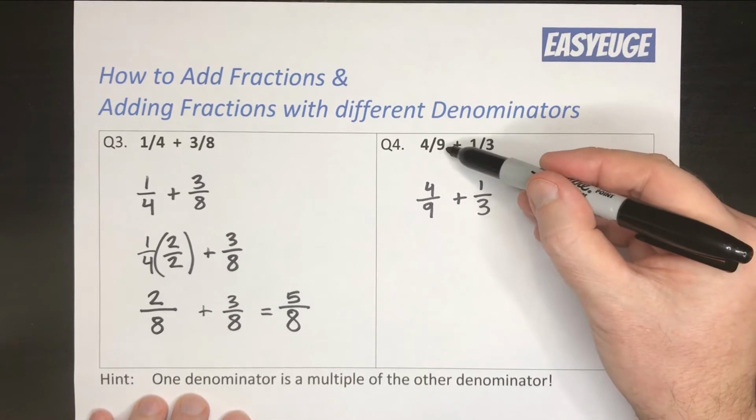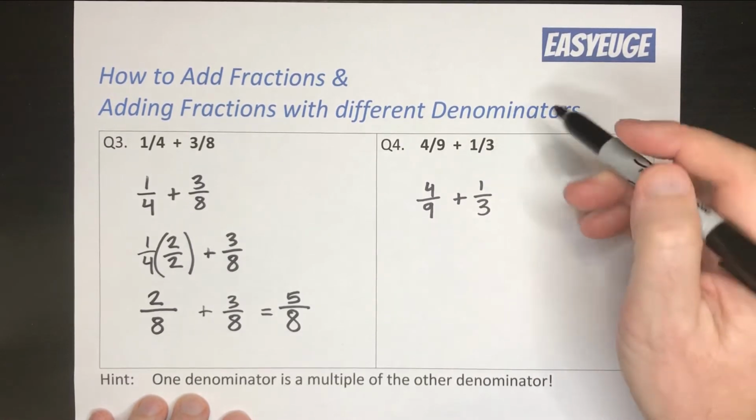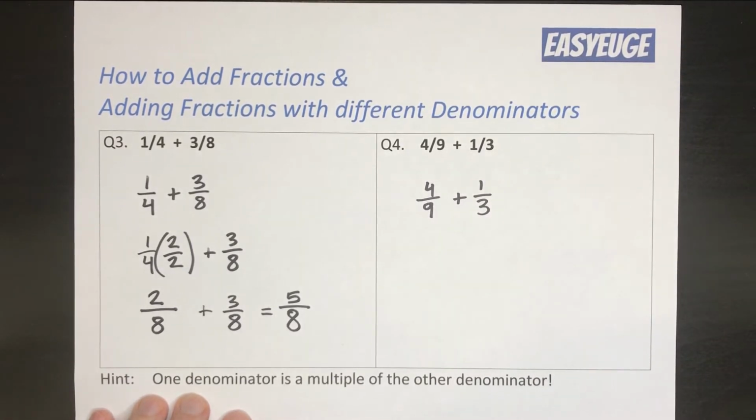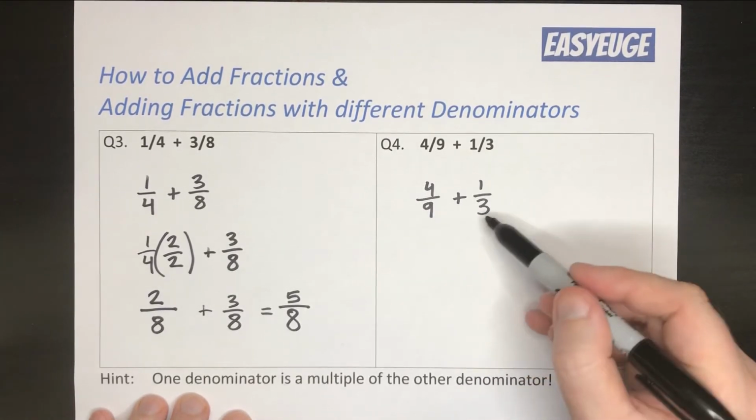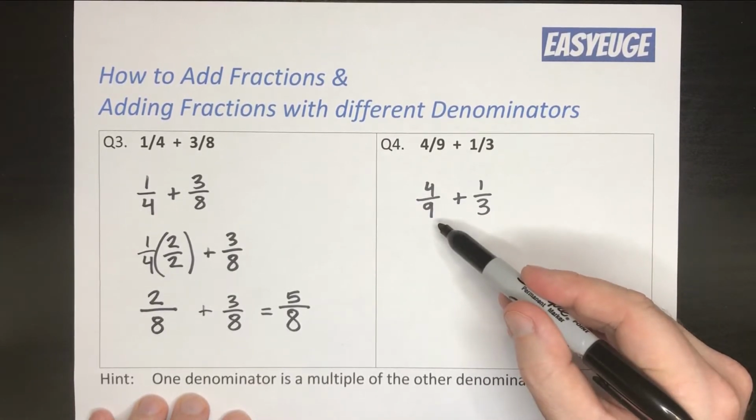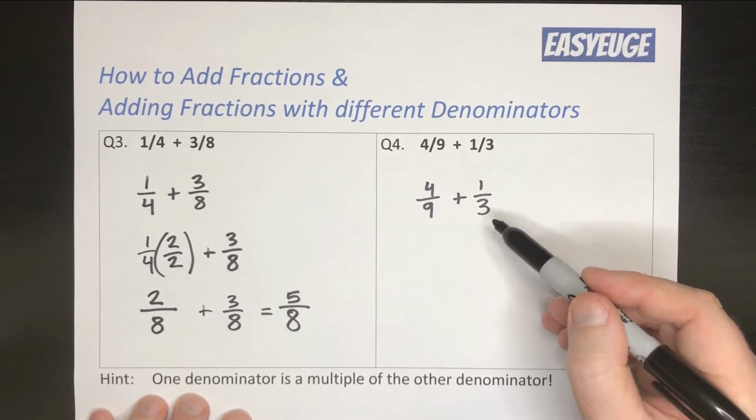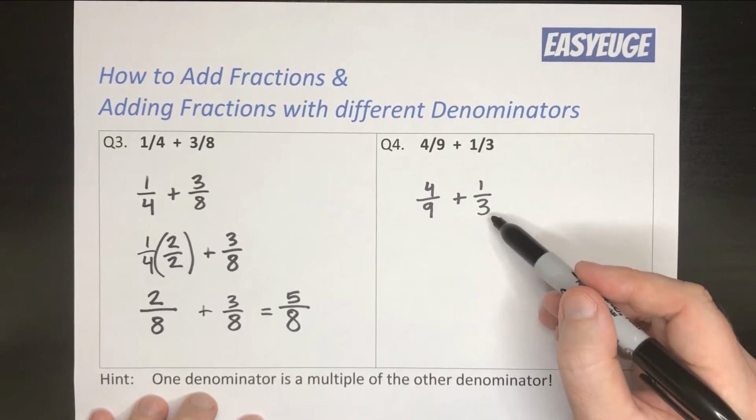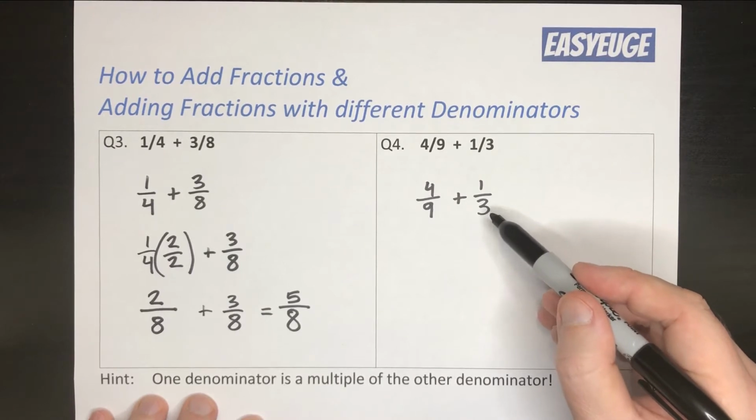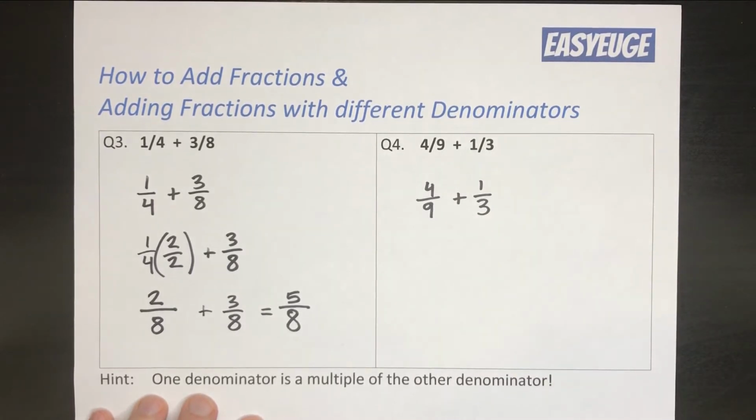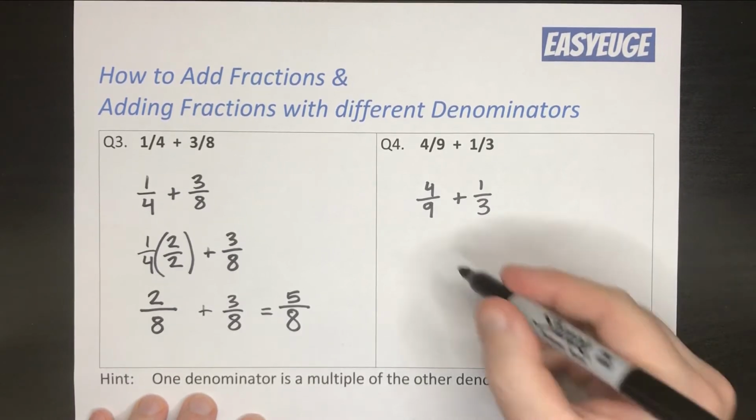Question 4. 4/9 plus 1/3. And you know how to do it now. We need to make one fraction look like the other one. I like the look of this 1/3. I think we could turn the 3 into a 9. So what can we do to turn the 3 into a 9? I hear you thinking, and I know the answer. It's multiply it by 3/3. Let's do that.